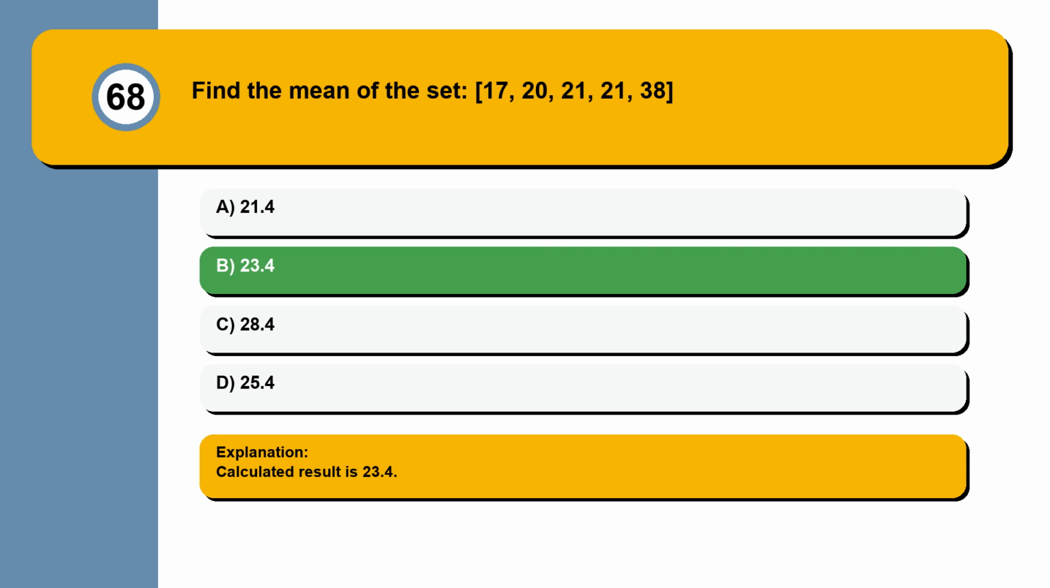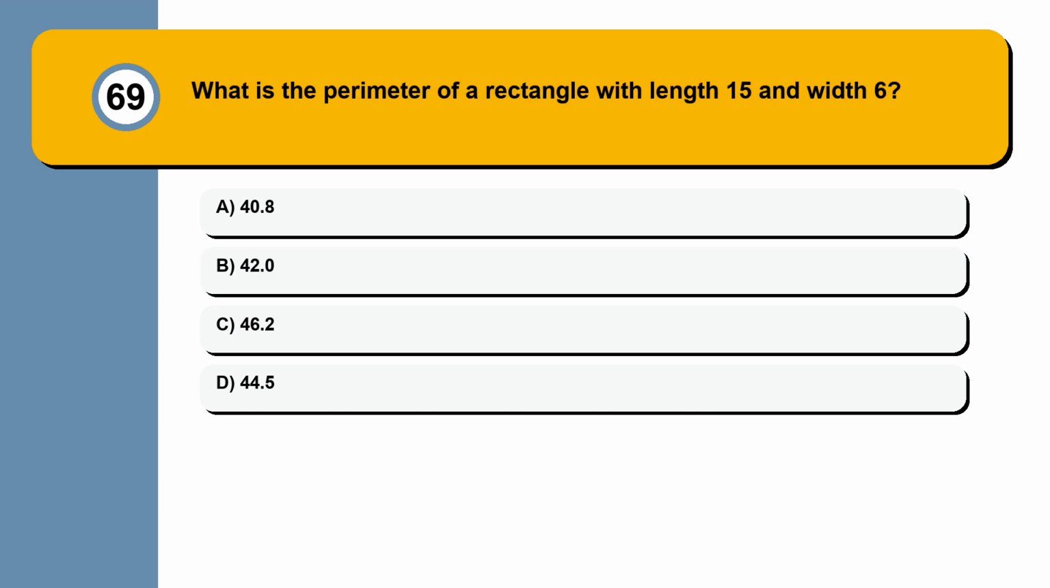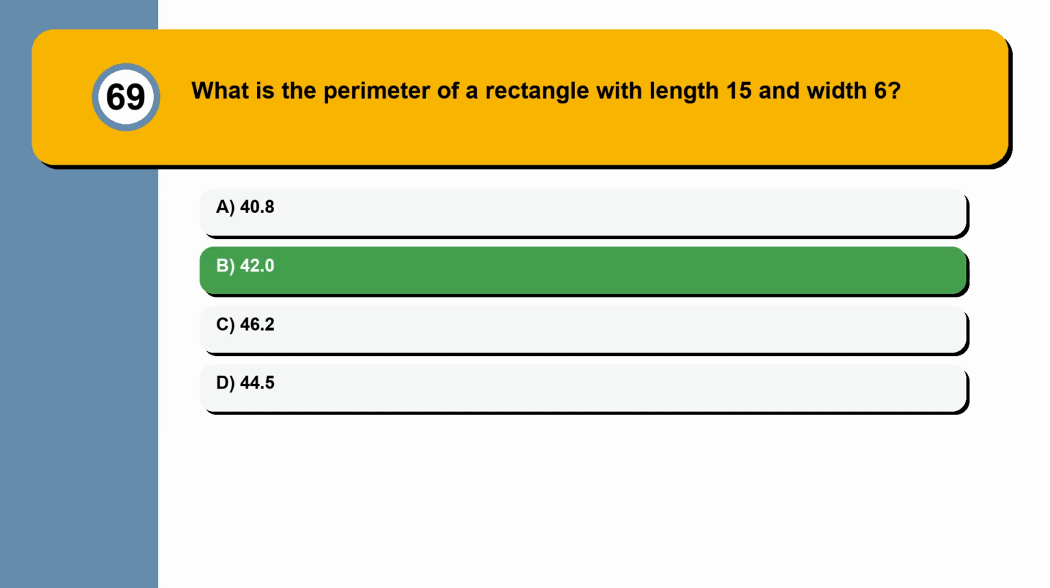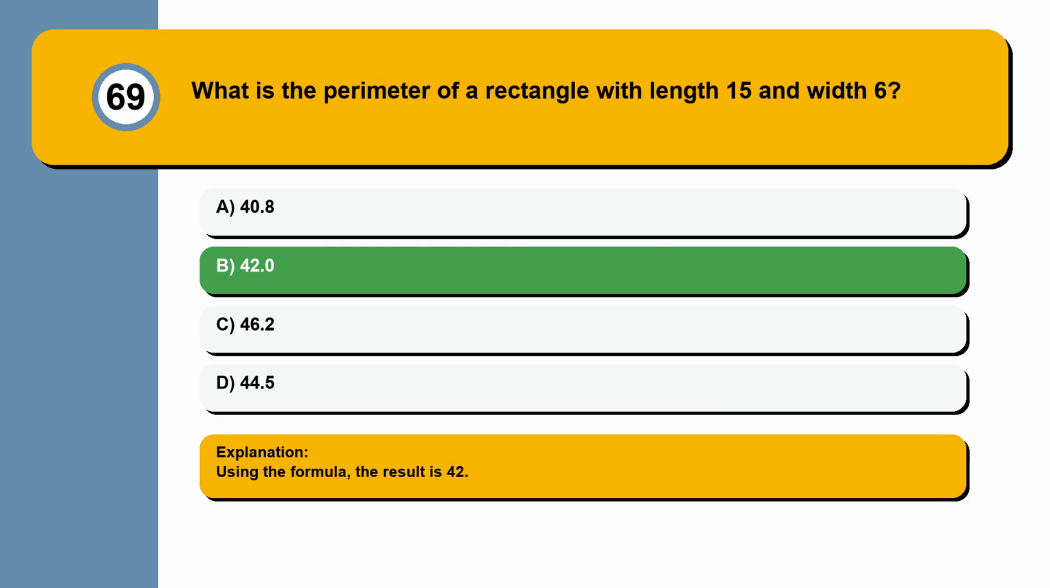Calculated result is 23.4. Question 69. What is the perimeter of a rectangle with length 15 and width 6? 40.8, 42.0, 46.2, 44.5. Using the formula, the result is 42.